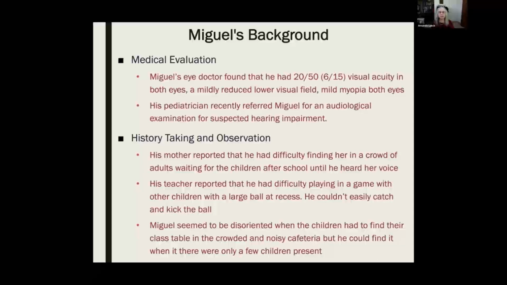Now, with history taking and observation, his mother reported that he had difficulty finding her in a crowd of adults waiting for the children after school until he heard her voice. His teacher reported that he had difficulty playing in a game with other children with a large ball at recess. He couldn't easily catch and kick the ball. And Miguel seemed to be disoriented when the children had to find their class table in the crowded and noisy cafeteria, but he could find it when there were only a few children present.